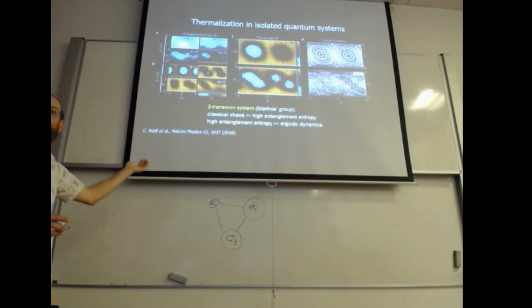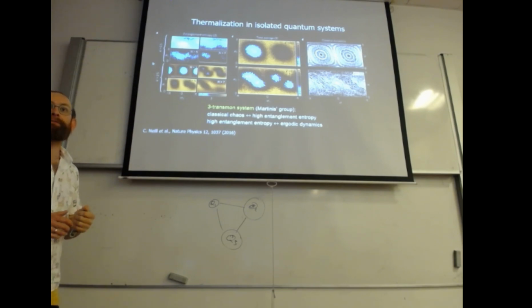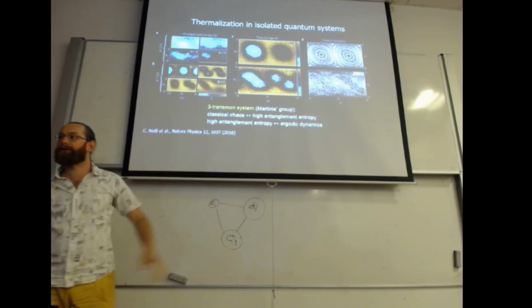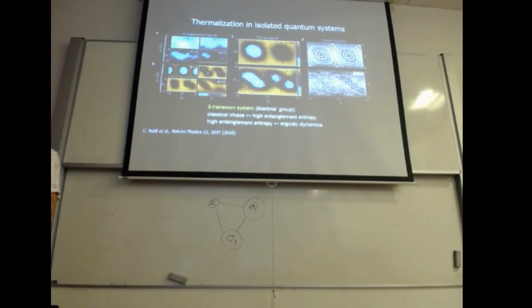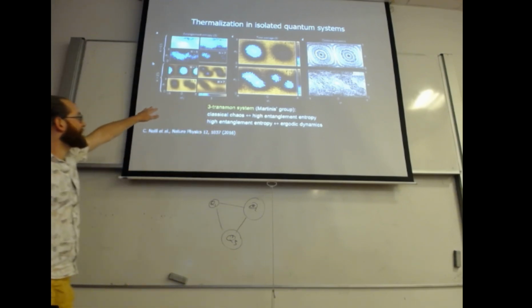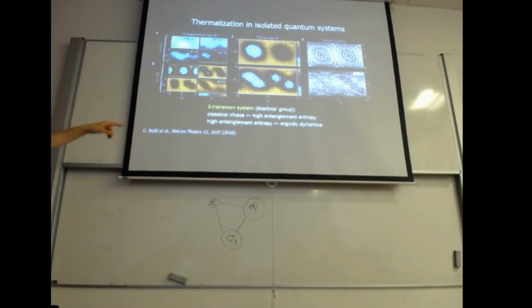So you can map out a classical phase space again. You get high entanglement entropy in the system for classical initial conditions that would be chaotic, and you get low entanglement entropy for classical conditions that would be regular. That's the point of this paper. That's by now from 2016, so it's a few years ago. I think it was the first of these experiments in a condensed matter qubit system.